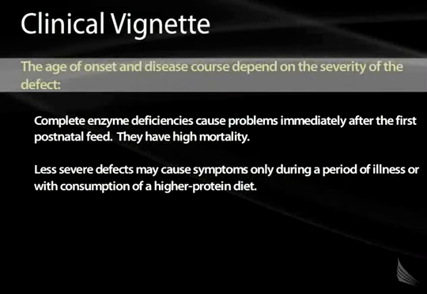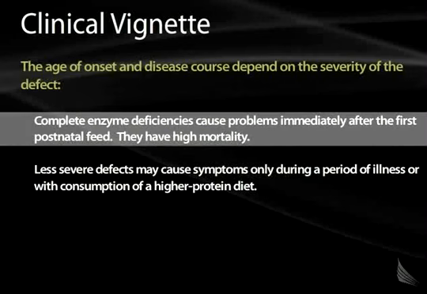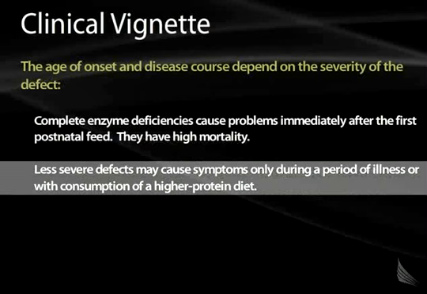Now, these diseases are variable. The age of onset and the disease course depends upon the severity of the defect. If it's a complete enzyme deficiency, you'll get problems immediately after the first protein load in the first postnatal feed. These infants have extremely high mortality. The less severe defects may cause symptoms only during a period of illness or only with consumption of a higher protein diet. And so patients with less severe defects can be treated with low protein diets.